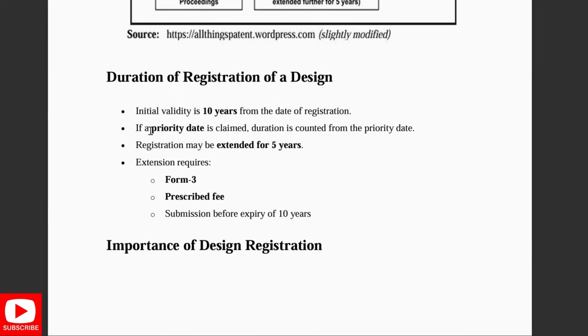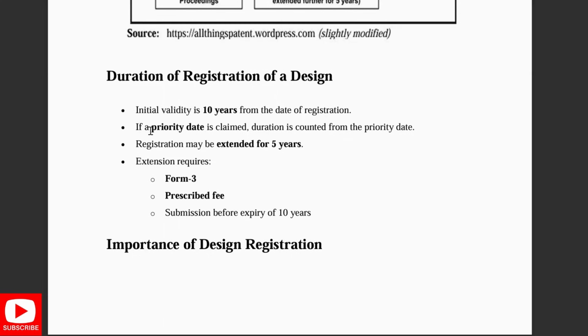So notice the duration, as I said, it is 10 years. If the priority date is claimed, duration is counted from the priority date. It may be extended for 5 years. Extension requires the Form 3 and the prescribed fee. So submissions before expiry of the 10 years are to be done.